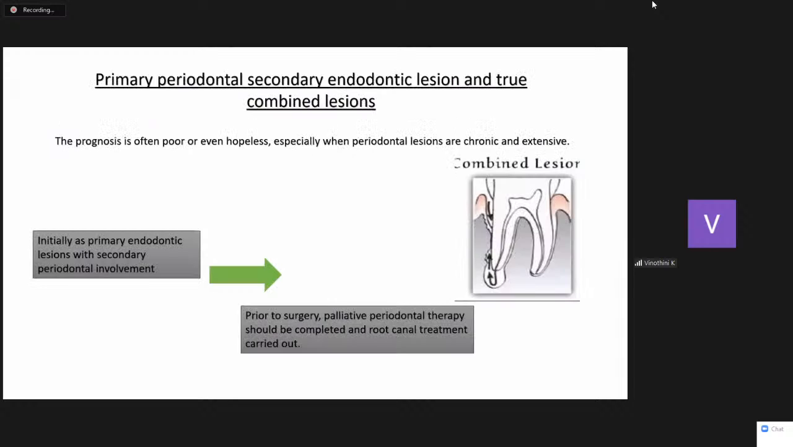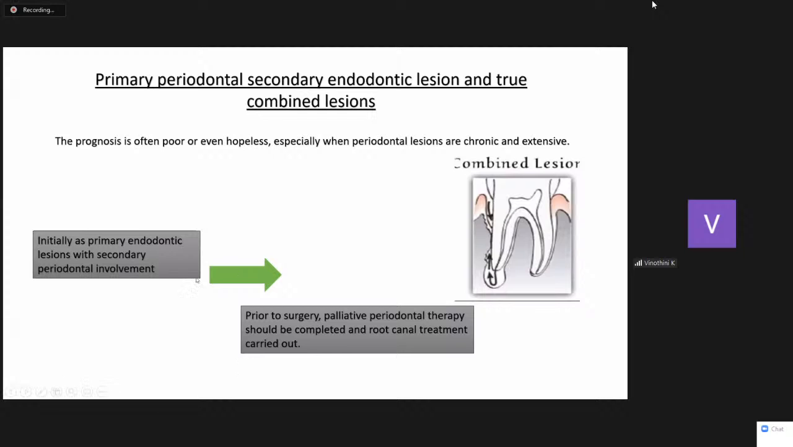Primary perio, secondary endo, and true combination. So here also, even though it is primary perio, you have to do endo treatment first. After endo treatment, you have to do palliative perio treatment. Palliative means your non-surgical treatment. After that, you have to wait and see if there is going to be any resolution. And then, if there is resolution, you can just do root canal treatment. And if there is need of surgery, you can do surgery later.